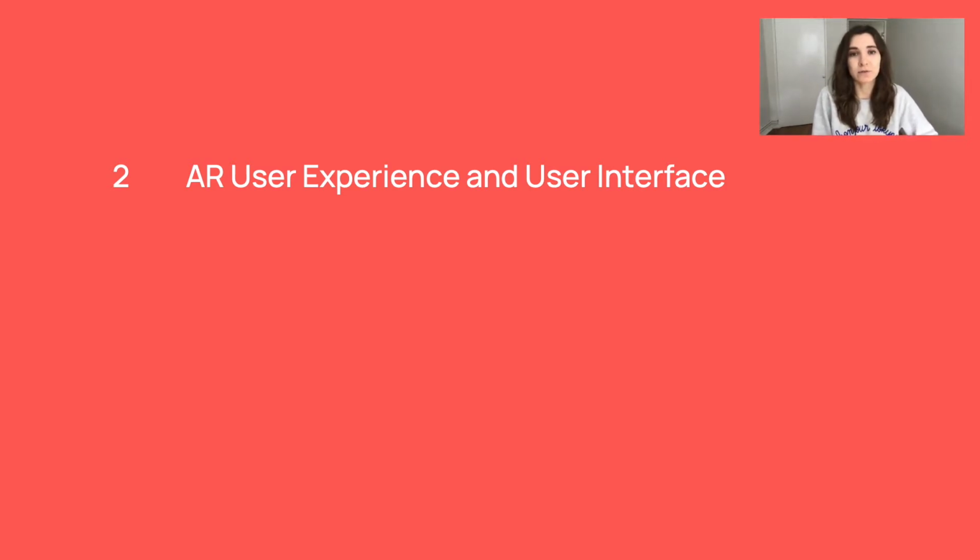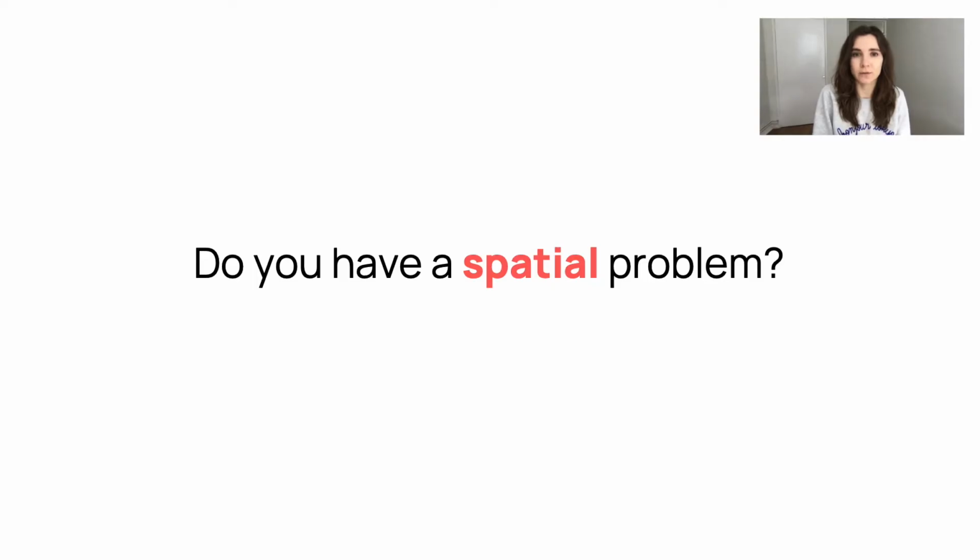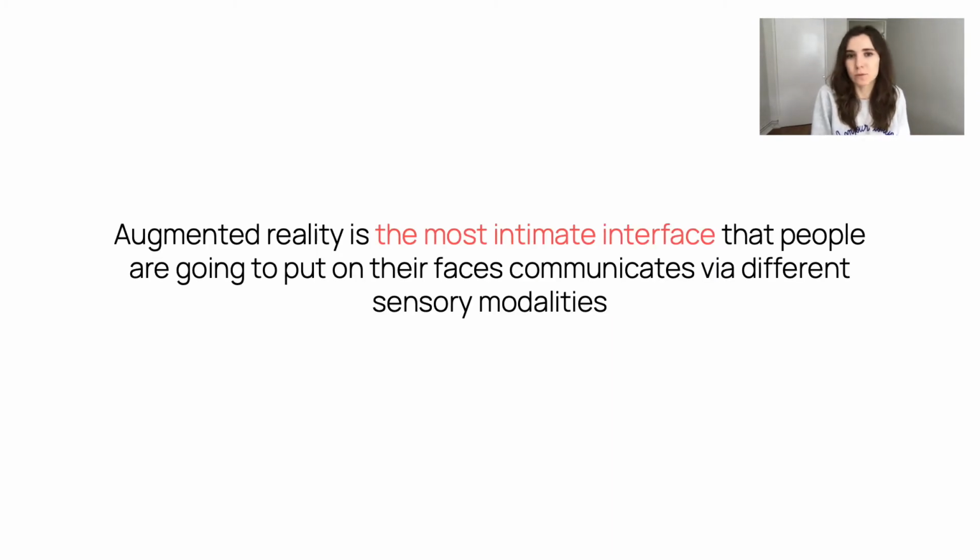Since we live in a 3D environment, and augmented reality basically provides an opportunity to create digital 3D environments, let's discuss how we can use all these capabilities of the augmented reality medium. The first question you need to ask yourself is, do I have a spatial problem? By this I mean whether augmented reality is the best solution for your problem. Maybe you need just a simple mobile application or a PowerPoint presentation maybe.